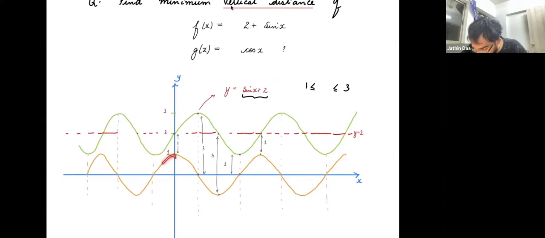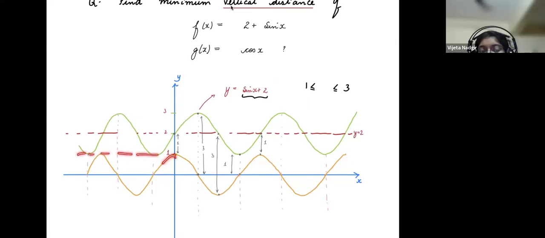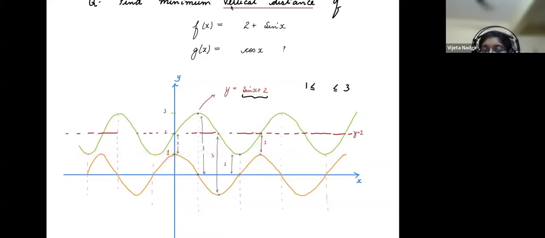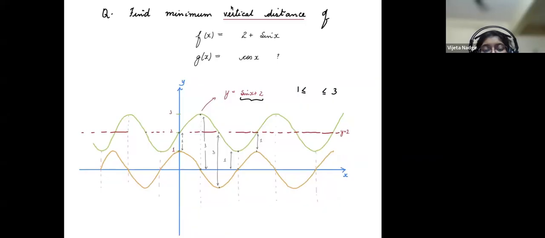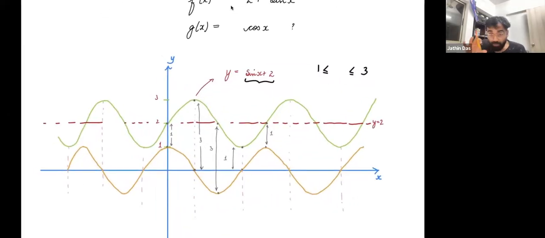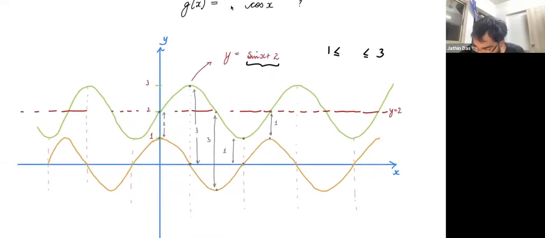As you can see, where cos x ends, there 2 plus sin x is starting. Is this clear? Okay. Now they may ask the minimum vertical distance or the maximum vertical distance, anything they can ask. Now see in your graph how you are understanding it. In your graph, you feel this is the minimum distance and there is no other distance.